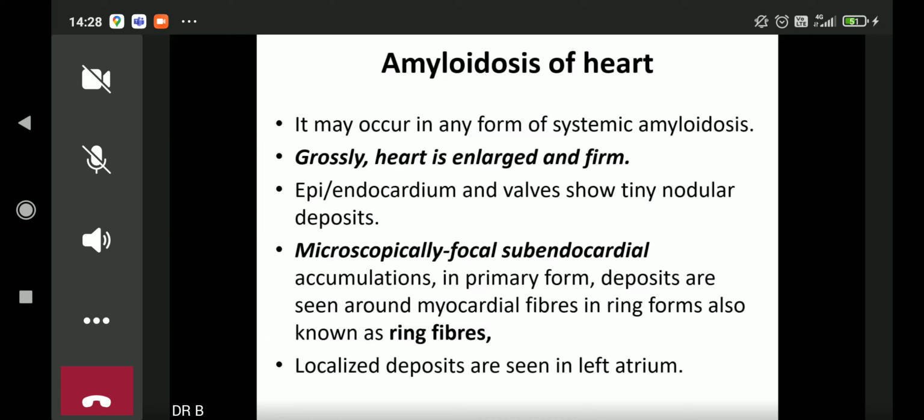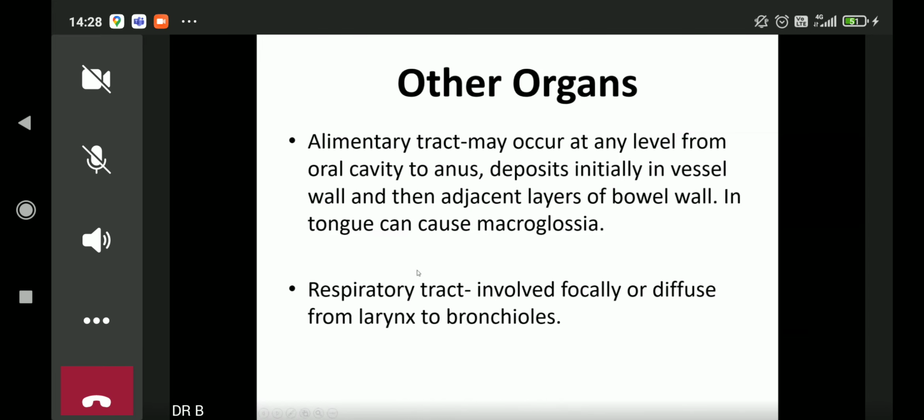So please try to remember this, that various organs have various appearances. Mostly in initial stages, the organ is enlarged. As and when it progresses, it starts shrinking. In the alimentary tract, like I said, it causes macroglossia.